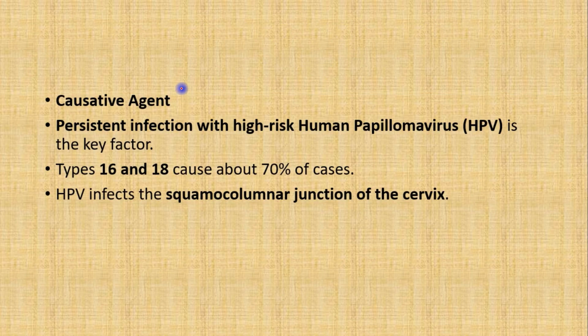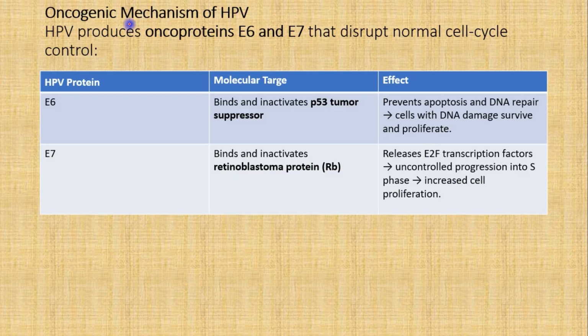So the causative agent for cervical cancer is persistent infection with high risk human papilloma virus, which is the key factor. Types 16 and 18 cause about 70% of cases. Human papilloma virus infects the squamocolumnar junction of the cervix. So the oncogenic mechanism of human papilloma virus is essential, and this is what happens.